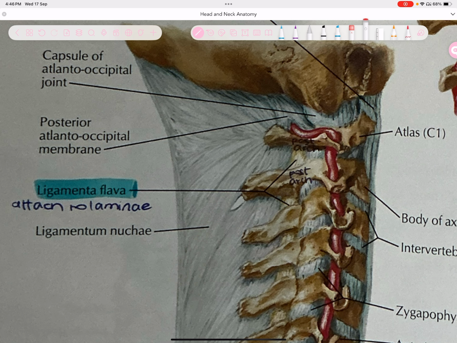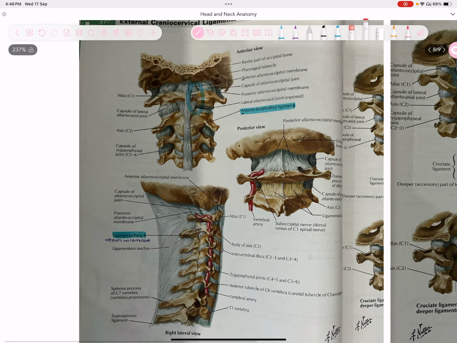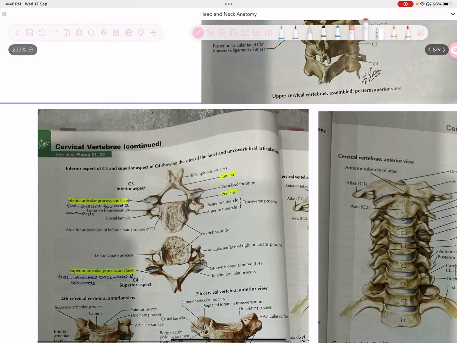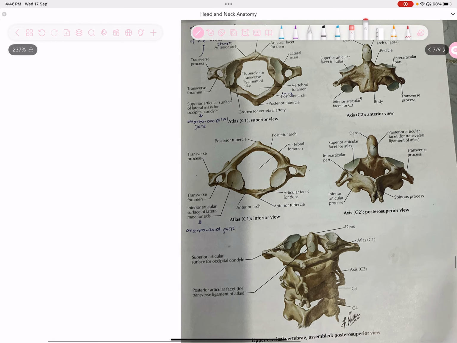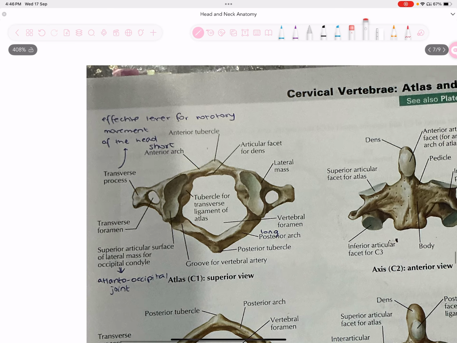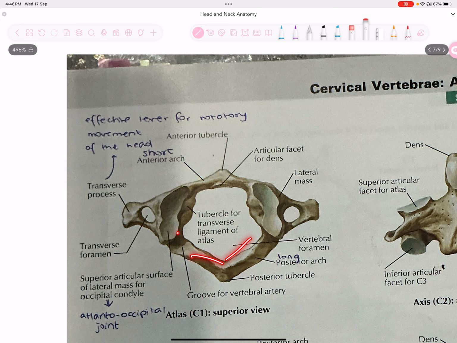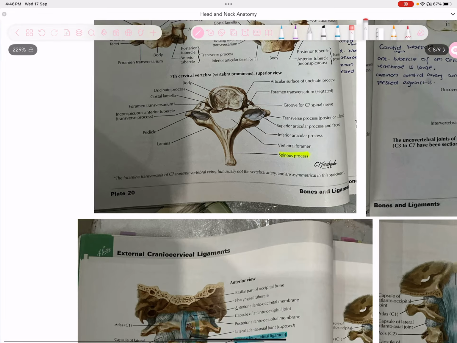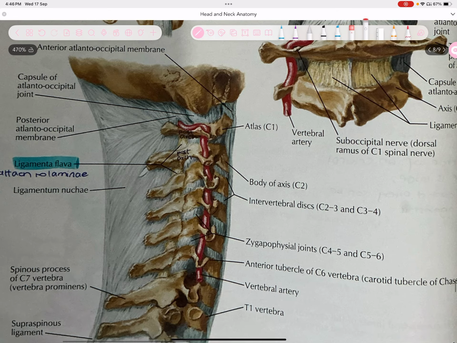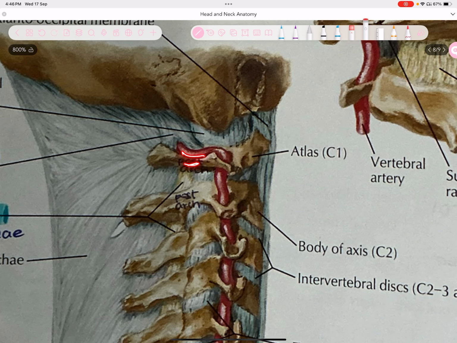And then the next point says that the groove on the upper surface of the posterior arch is occupied by the vertebral artery. So on the upper surface of the posterior arch, I told you that there is a groove close to the lateral mass. There was a groove which was occupied by the vertebral artery. So that's exactly what they're repeating again. And let me show that to you as well. So this is the vertebral artery. So this is the posterior arch, and you can see there's a groove.